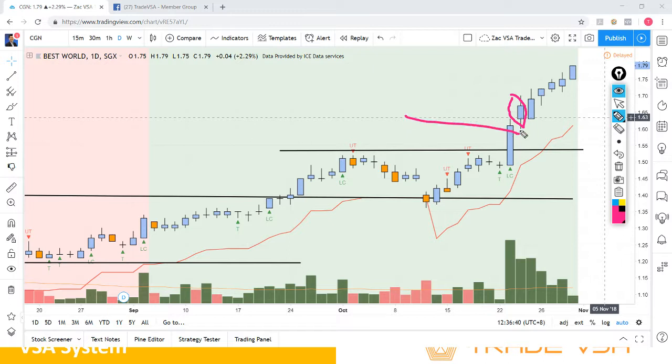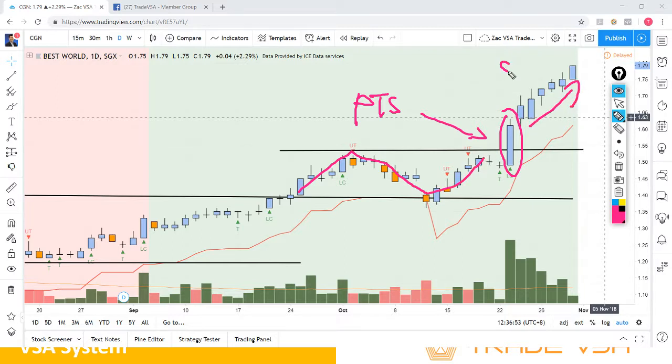Okay, this is the line change. This is the line change bar. Sometimes we call it PTS. Okay, PTS. We have the accumulations over here, and now it's still in a very nice stage 2.